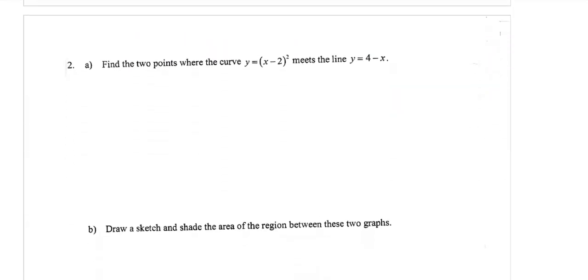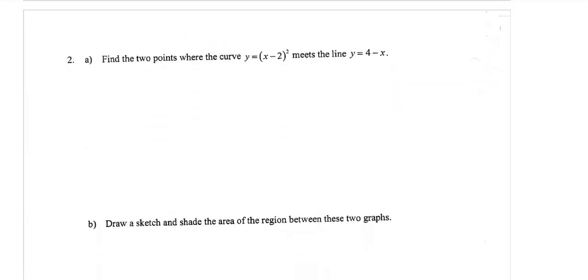Question 2. Find 2 points where the curve y equals (x minus 2) squared meets the line y equals 4 minus x. So it says find the 2 points. That's simultaneous equations. I need to know where they intersect. This is going to be equation 1. This is going to be equation 2.